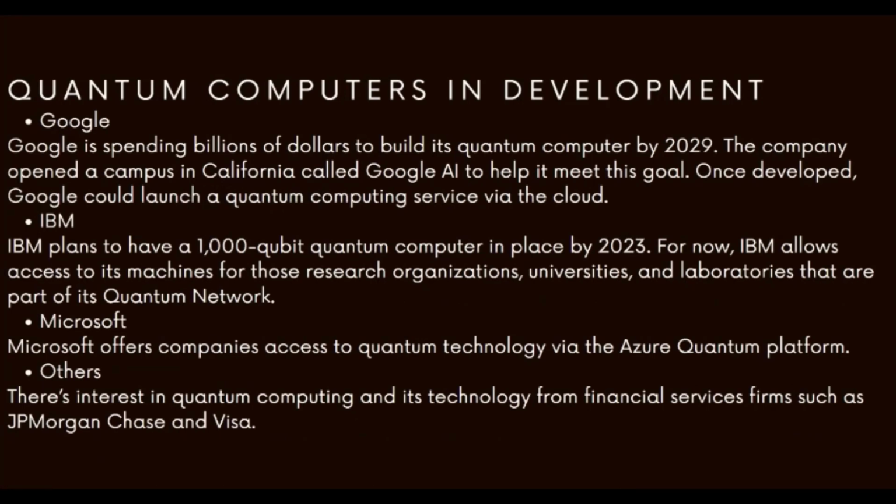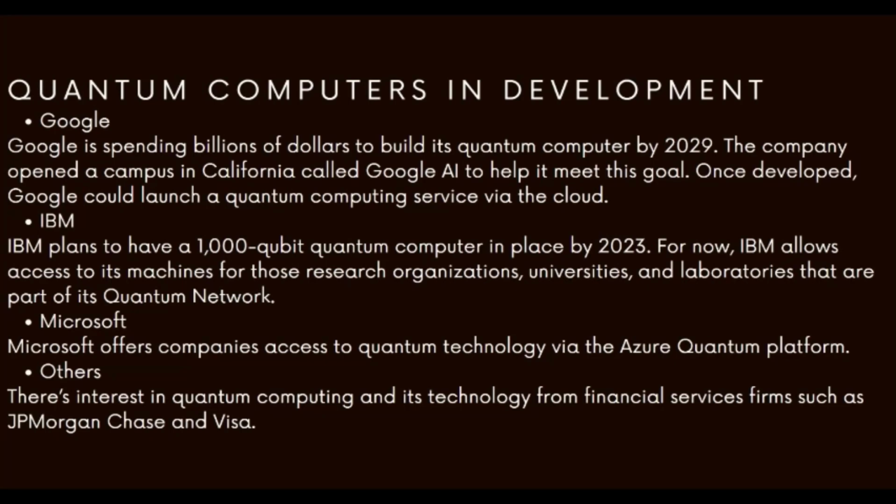Quantum computers in development. Google. Google is spending billions of dollars to build its quantum computer by 2029. The company opened a campus in California called Google AI to help it meet this goal. Once developed, Google could launch quantum computing services via the cloud.